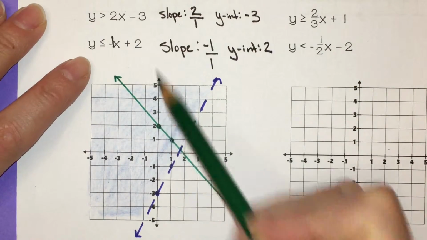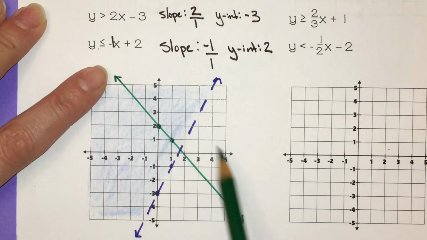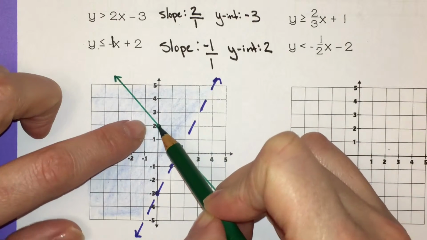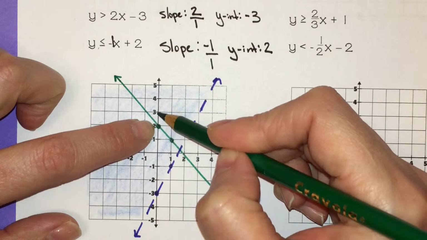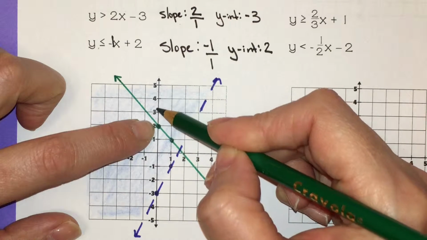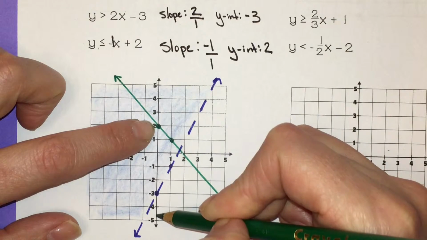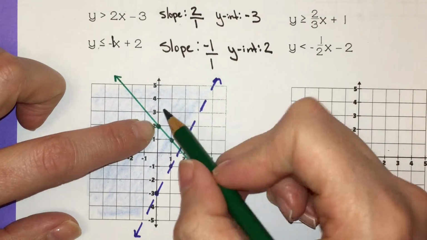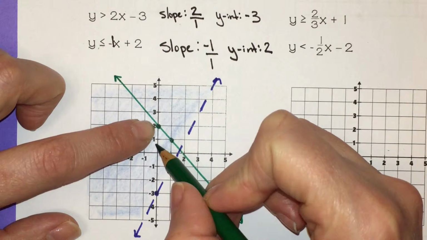I'm going to shade where the y values are less than or equal to my line. So I look at where my line went through the y-axis. It went through the y-axis at 2. So looking at the y-axis, if I go up, these y values are going to be greater than 2. If I go down, these y values are less than 2. So y is less than or equal to our line. So I'm going to shade on the side that it's less than.